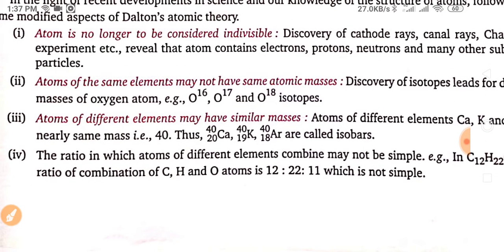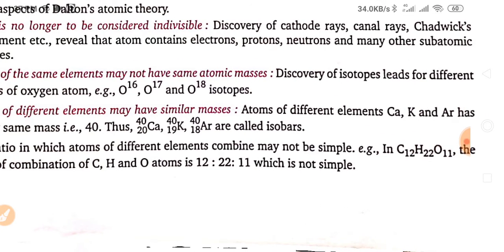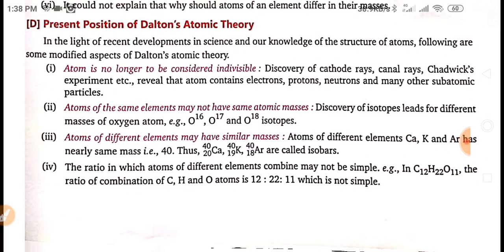Atoms of the same element may not have the same atomic mass, because now the term isotopes comes, and atoms of different elements may have similar masses, isobars. According to Dalton's theory, it said the same atomic mass for the same atomic number, but it was not correct. The ratio in which atoms of different elements combine may not be simple. In C12H22O11, that is sugar, the ratio of combination of C, H and O atoms is 12:22:11, which is not simple.